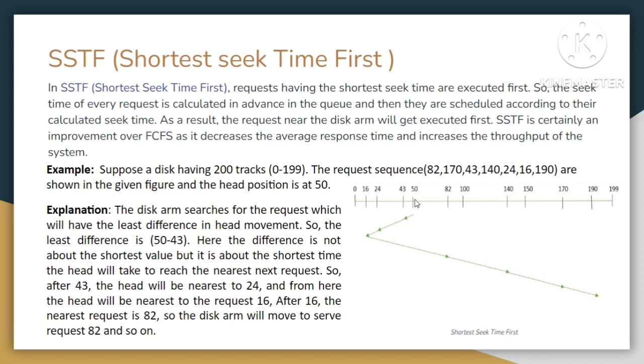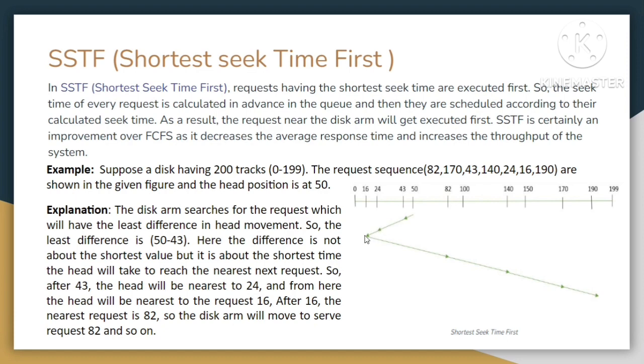Between 50 and 43 there is a difference of 7, and between 50 and 82 there will be a difference of 32. So which will be less? Of course 7 is less. So the arm will move to track number 43. Then from 43 there are two options. It can go from 43 to 24, or it can go from 43 to 82. Of course 24 is less, so the arm will go to track number 24.